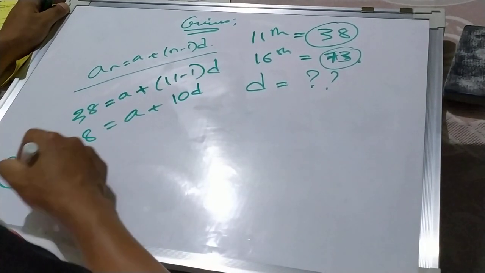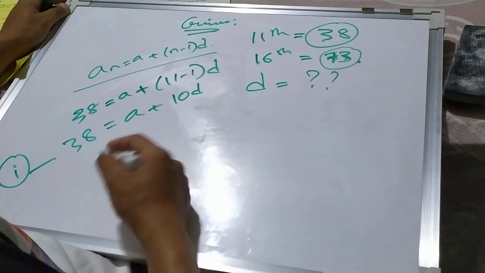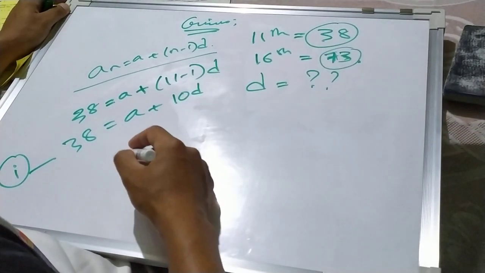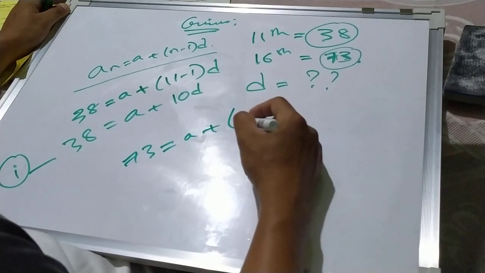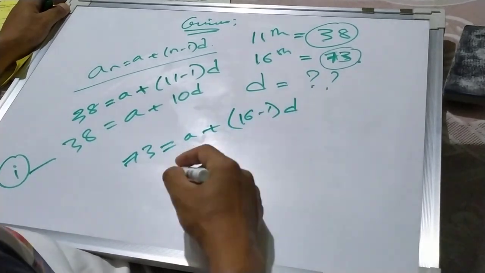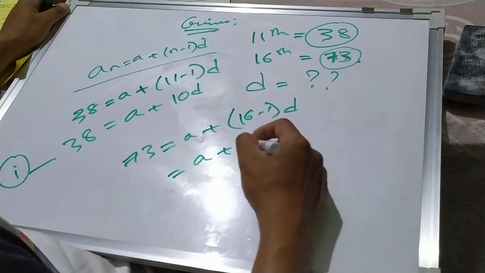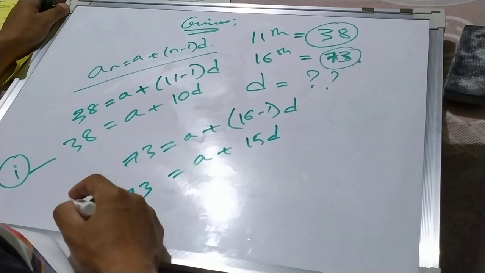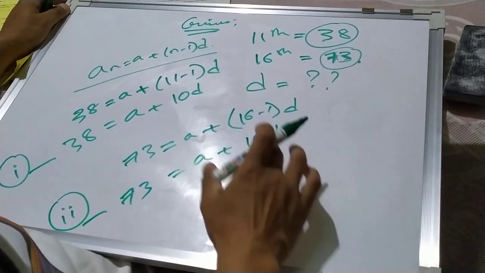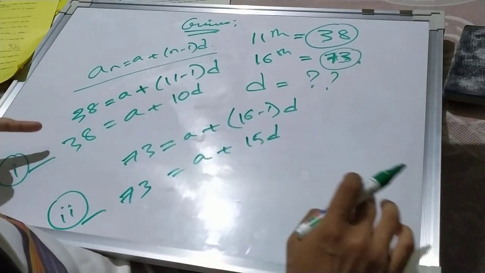Let this be equation 1. Now the second one is 16, and the second term is 73, so 73 is equal to a plus 16 minus 1 d, which is a plus 15 d. Let it be 73. This is equation 2. Now we need to find d, so we use equations 1 and 2.